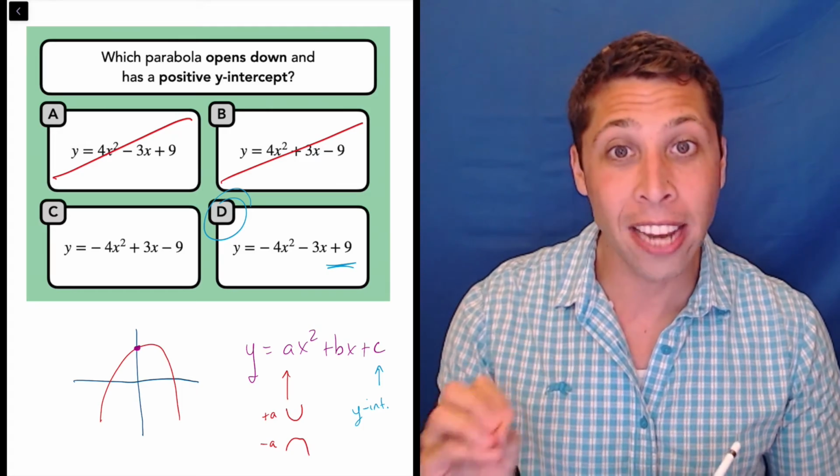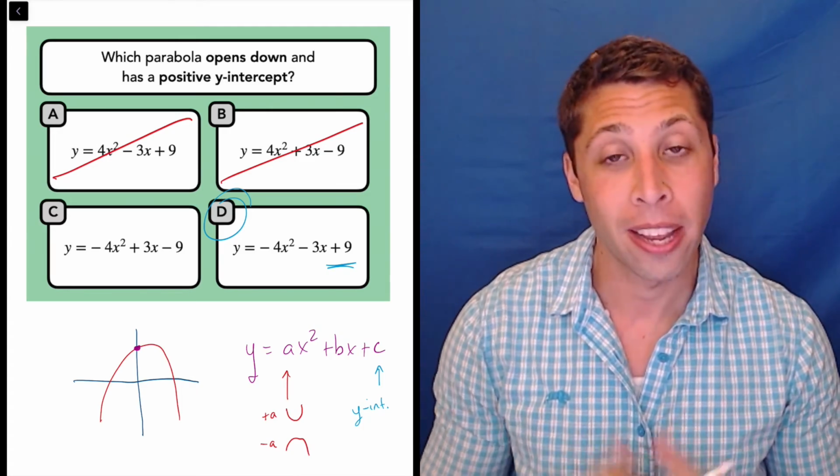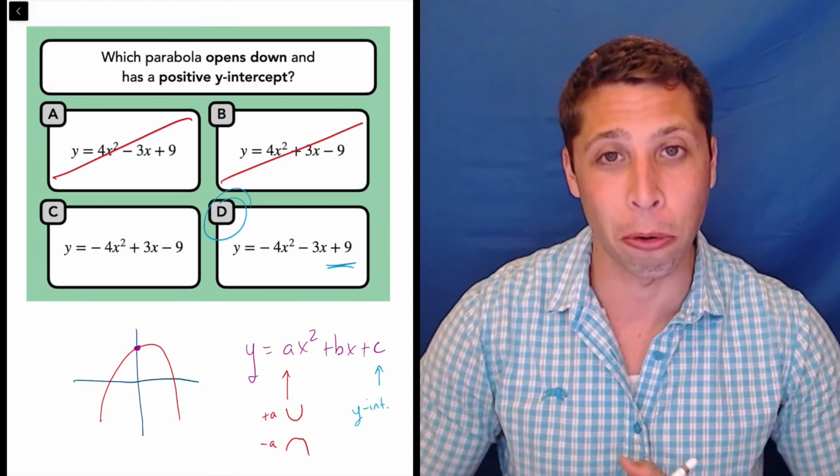So look at the a term to determine the direction, and look at the c term to determine the y-intercept, and now you know how to read the standard form of a parabola.